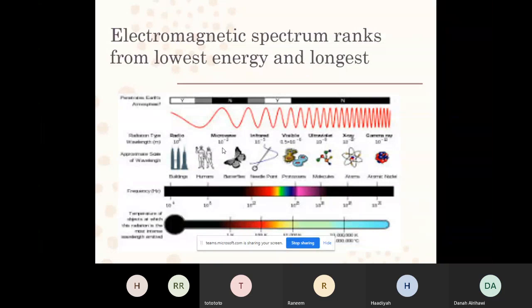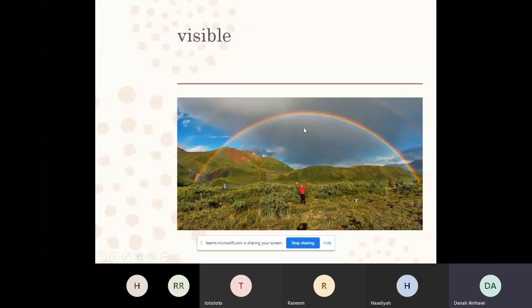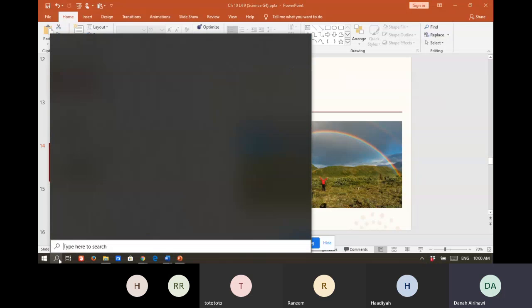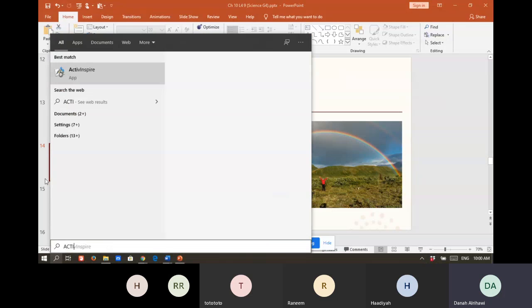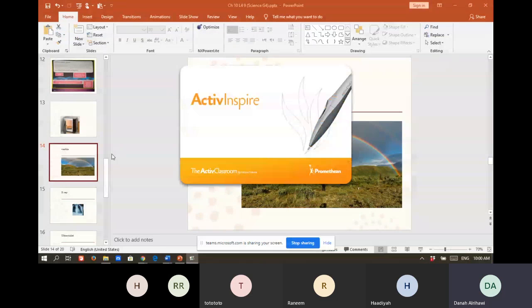Now, the visible light is made of the colors of the rainbow. You are 7, and I want each one to help me write the colors of the rainbow, because this will help us memorize the names of the waves in order.